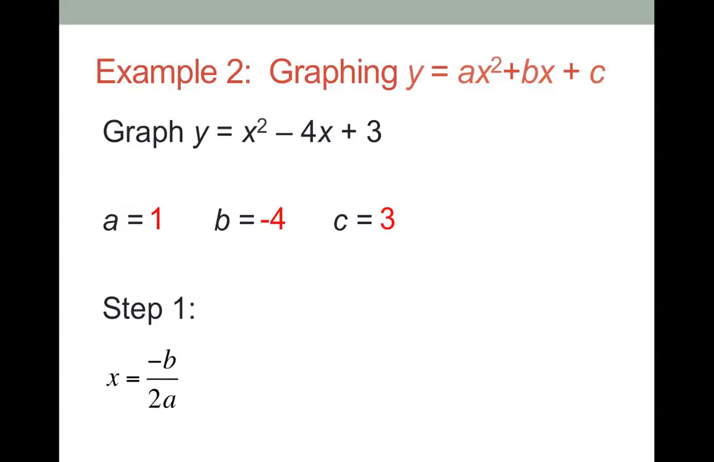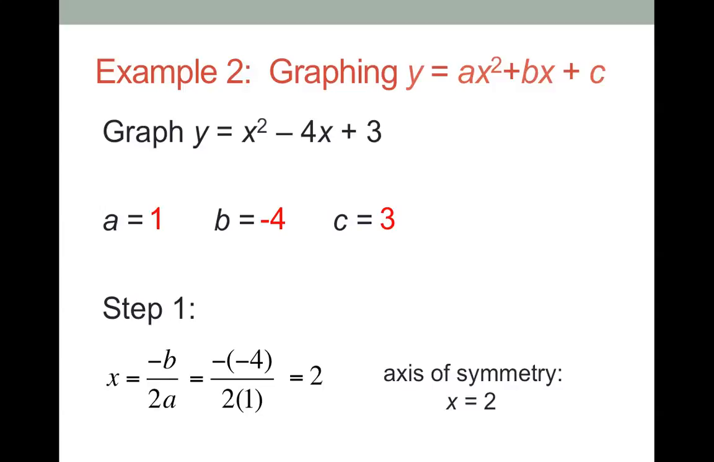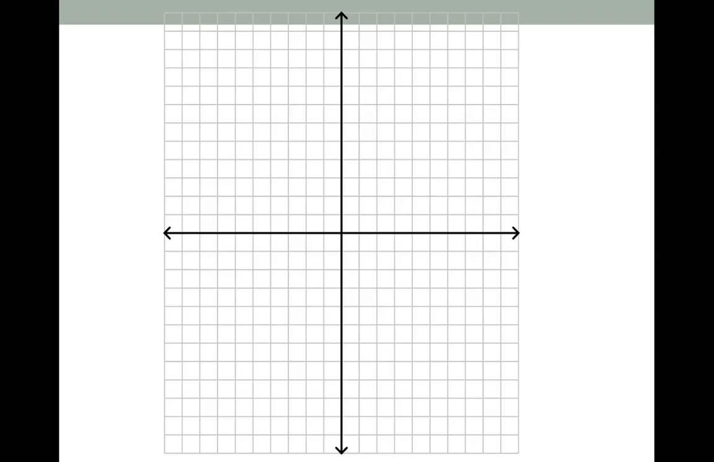the axis of symmetry by using x equals negative b over 2a. So if we put in negative 4 for b and 1 for a, we end up with an answer of 2. So our axis of symmetry is at x equals 2, and we can go to our graph and draw that in. And usually we use a dotted line to represent the axis of symmetry because we don't want it to look like it's actually part of the graph. And notice that we labeled our axis of symmetry up there at the top with x equals 2.